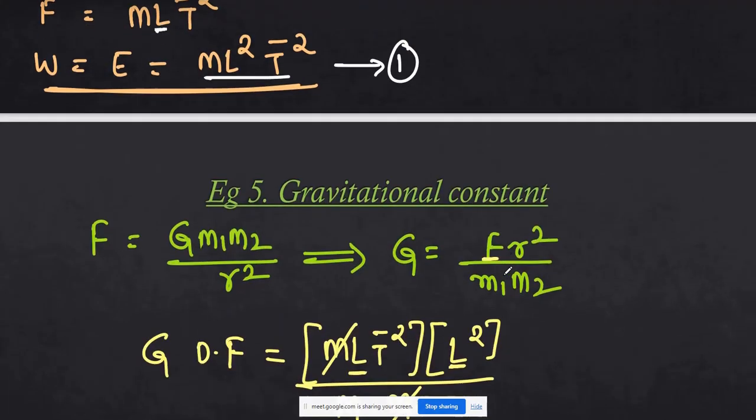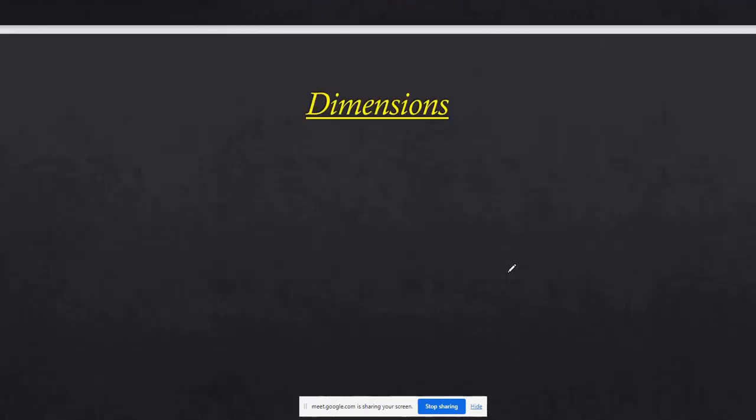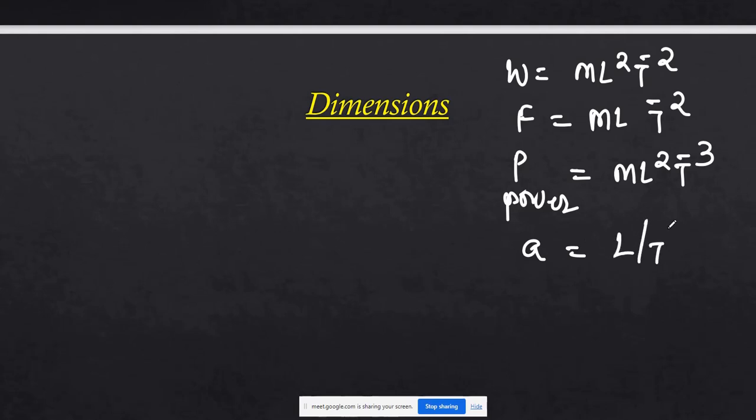Done, ma'am. Can you tell me the dimensional formula for work? ML square T power minus 2. Very good. What is the dimensional formula for force? MLT power minus 2. What is the dimensional formula for power? ML square T power minus 3. Acceleration? LT power minus 2, or L by T square.